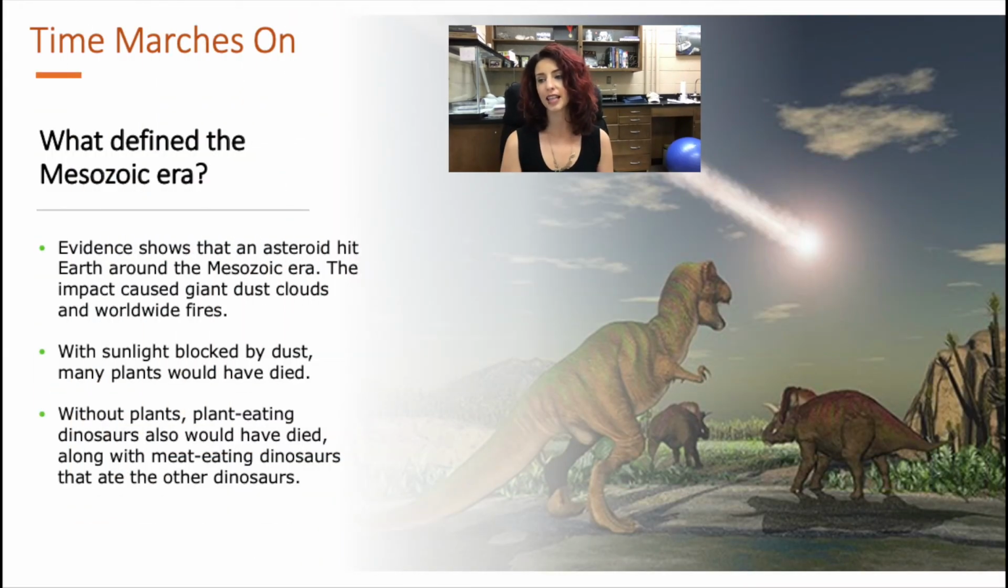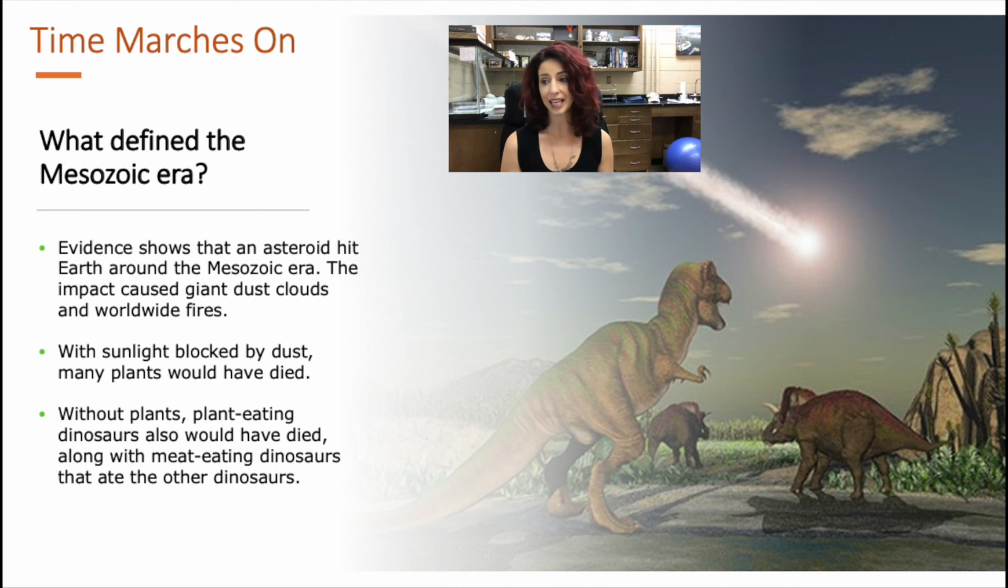Evidence showed that Earth experienced an asteroid strike around the Mesozoic era, and this caused a whole bunch of giant dust clouds and worldwide fires, which again provided a very stark and harsh environment in which organisms had to either adapt or die off. And so without sunlight, blocked off by the dust, many plants would have died. And again, that causes this cascade of effects that affect everything along the food chain.